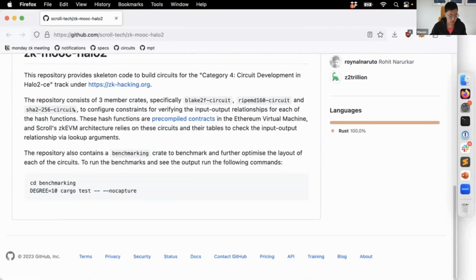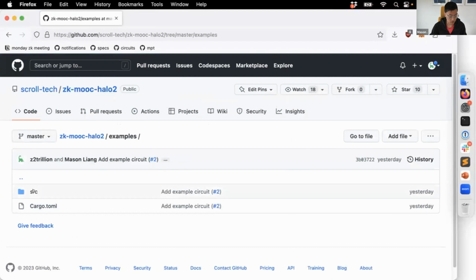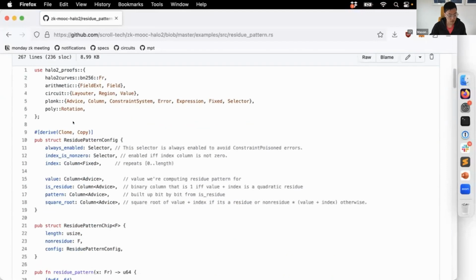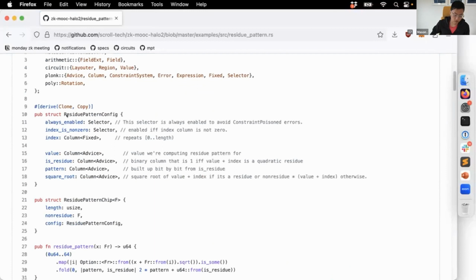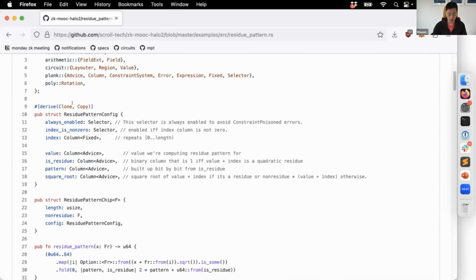And so, first we will go over the examples. Here, this is the quadratic residue thing that we were talking about earlier. Does anyone have any questions first before I go into the code?